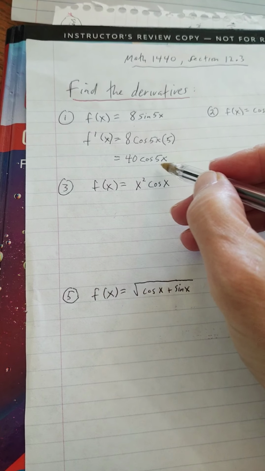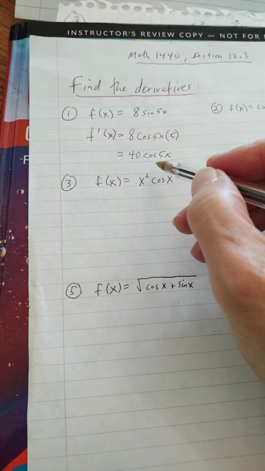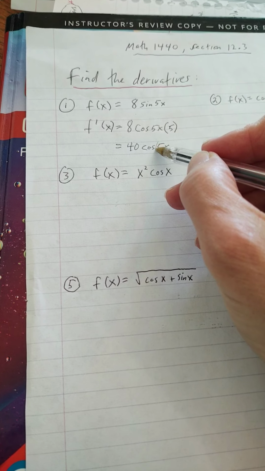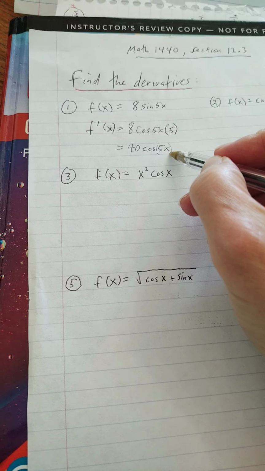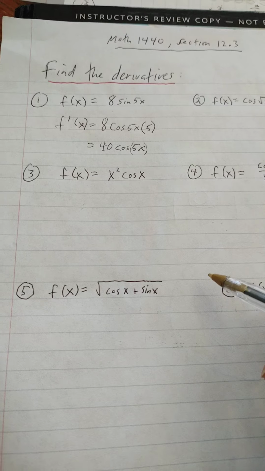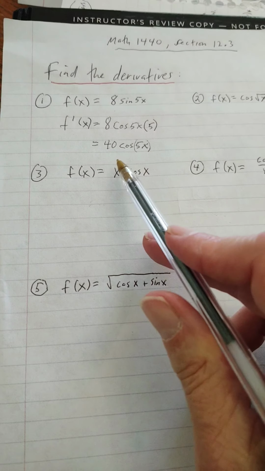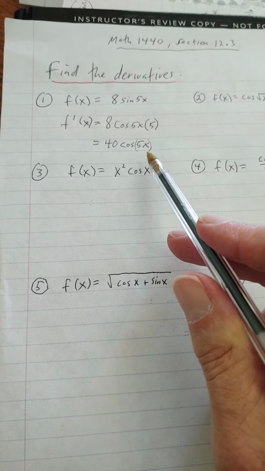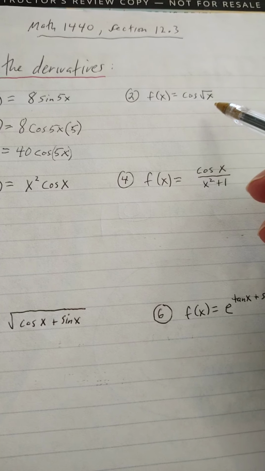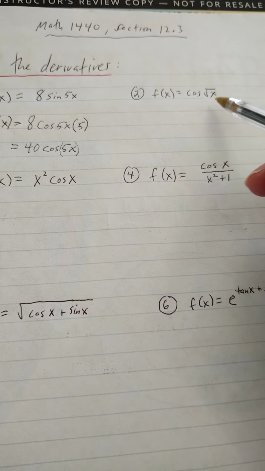So this 5x is the argument of cosine. It's 40 times the cosine of 5x. If you want, you can put parentheses around the argument just to be real clear. That's optional. Okay, so that's it. We're done with our first answer. It's 40 times the cosine of 5x. That is the derivative.